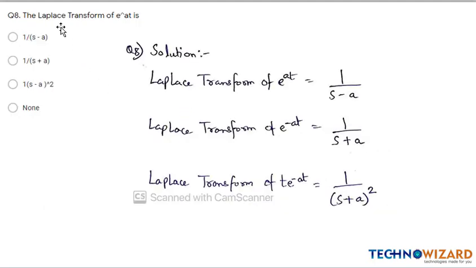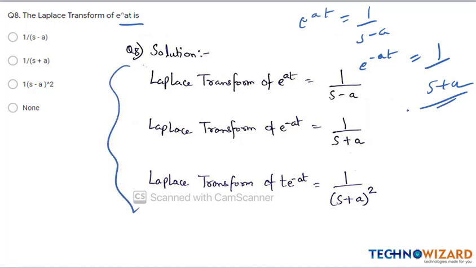Question number 8. Find the Laplace transform of e to the power at. For e to the power at, the Laplace transform is 1 upon s minus a, but for e to the power minus at, the Laplace transform is 1 upon s plus a. Therefore, I have given the detailed solution for the Laplace transform here.